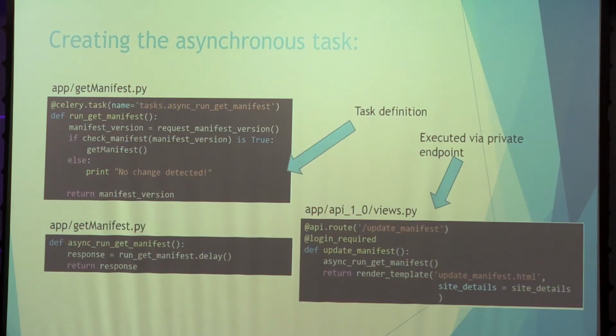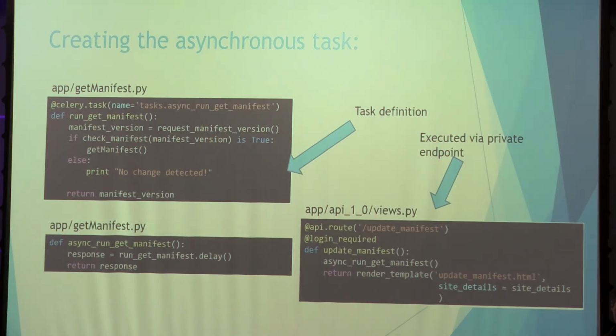And again, creating the asynchronous task. So this is a bit of an eye test here, so apologies about that. The first thing we do here on the app.getManifest is we check the manifest version. So we request the manifest version, check the version. If the version is greater than the previous version, then we get the manifest. Else we do nothing, because no change has been detected.